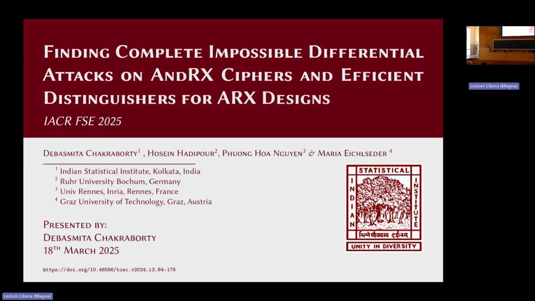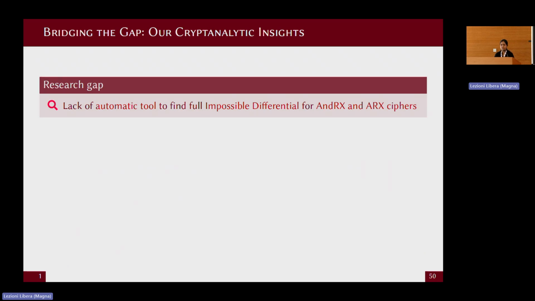Hello, everyone. I'm Debasmita Chakraborty, and today I'm going to present finding complete impossible differential attacks on AND-RX ciphers and efficient distinguishers for ARX design. This is a joint work with Hossein Hadipur, Fong Hoa Nguyen, and Maria Ayusedo. Before starting this work, our motivation was to construct an efficient automated tool to find complete impossible differential attacks for AND-RX and ARX ciphers, as there is a lack of such efficient automated tools.